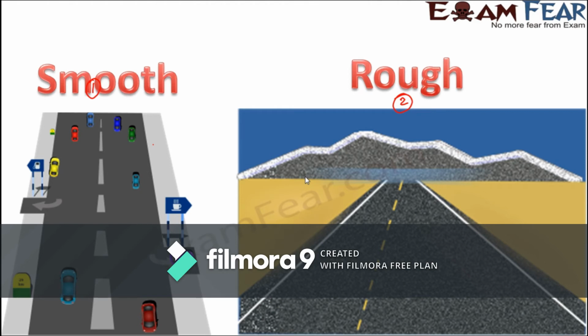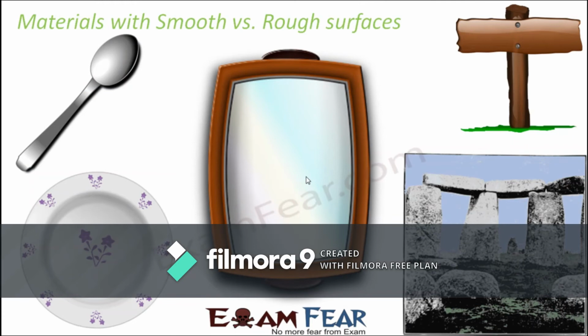So there we talk about, again, a new property, that is smooth and rough. Certain substances have a smooth surface, whereas certain others have a rough surface. So that texture also determines a lot of things. For example, let's look at examples.